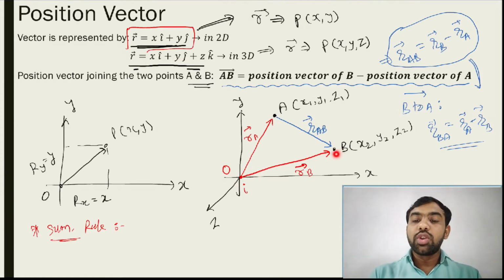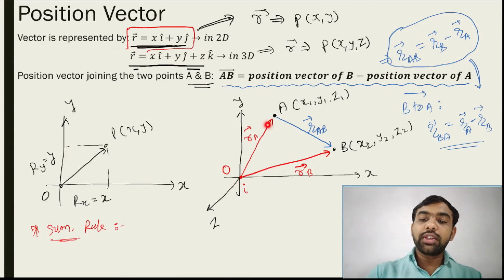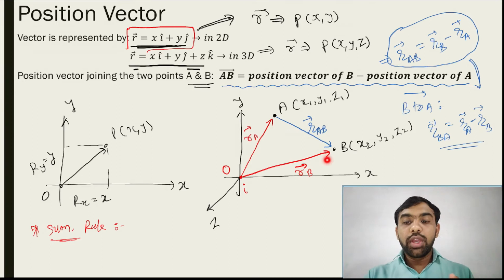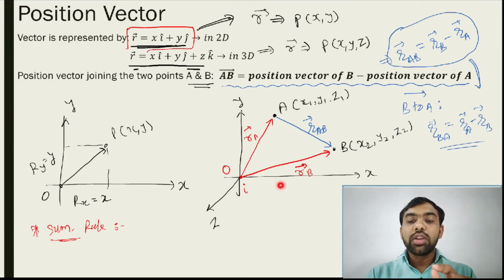So use the summation rule. First vector plus second vector is equal to the third vector. Use the polygon rule. First vector plus second vector is equal to what? Third vector. Why? Because as we studied, if you arrange the vectors in such a way that the second vector is at the head of the first vector, then the resultant vector is from the first vector's tail to the last vector's head.